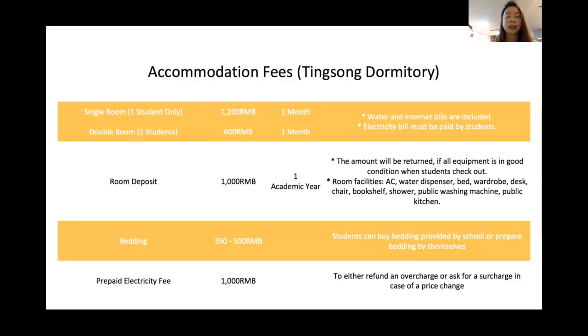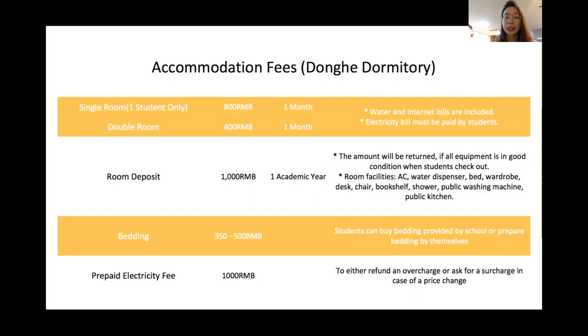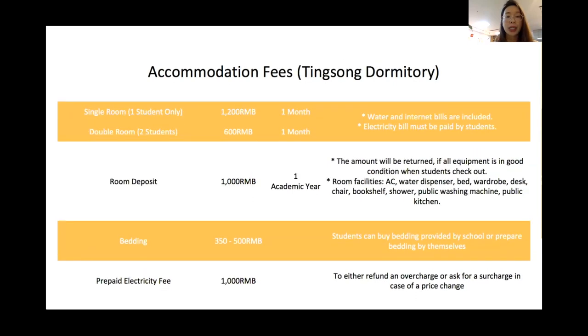Here is the accommodation. We have two types of buildings. One is Qingsong and the other is Donghe Dormitory. For Qingsong Dormitory, the single room charge is 120 RMB per month. And for a double room, for two students, it charges 600 RMB per month.